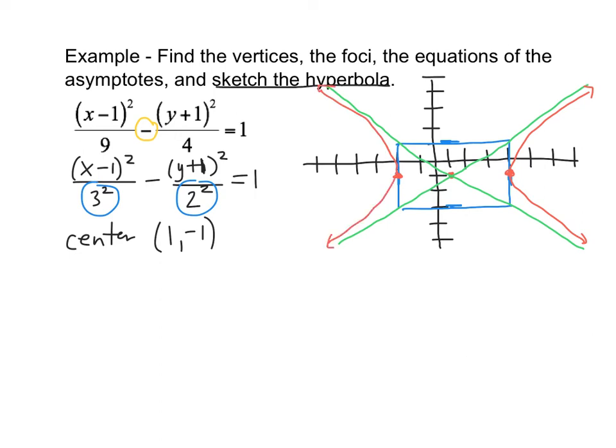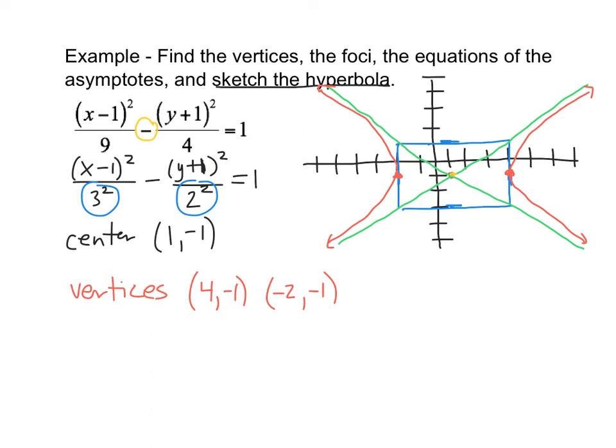All right, so we could start answering questions if we wanted to. We have our vertices. Now hopefully it's clear from the center 1, -1, we moved 3 to the right, so that's going to end up being at 4, -1. And then the other one, 3 to the left, so that's going to end up being at -2, -1. Okay. The foci, we could draw those in, but it's going to be a little bit of a rough sketch at first. So if you don't feel comfortable placing them until you have a value, that's fine.